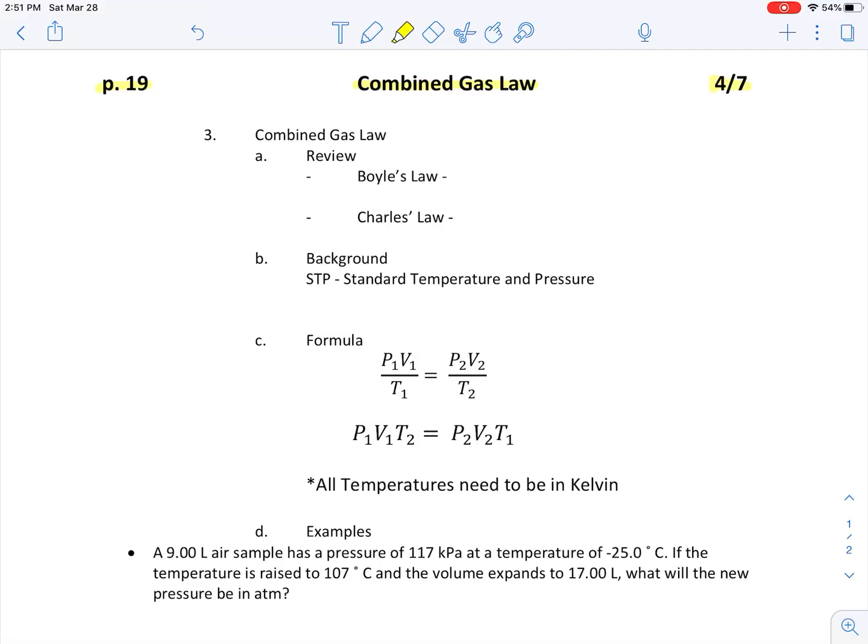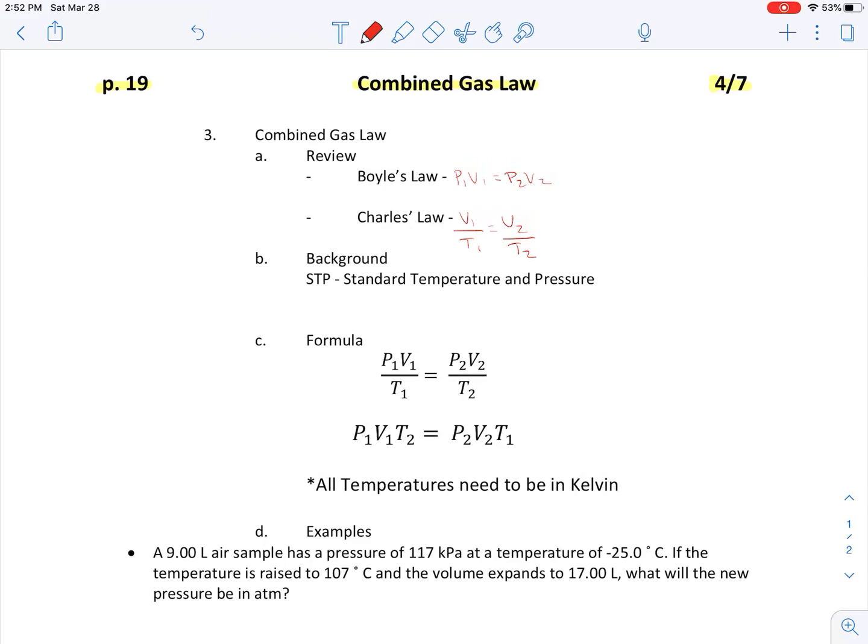Real quickly, the combined gas law brings together a couple of things that we've already been working on. We talked about Boyle's law, which was P1V1 equals P2V2. And we talked about Charles' law, our relationship between volume and temperature, which was V1 over T1 equals V2 over T2. For the combined gas law, we're just going to combine those two together into one handy-dandy formula.